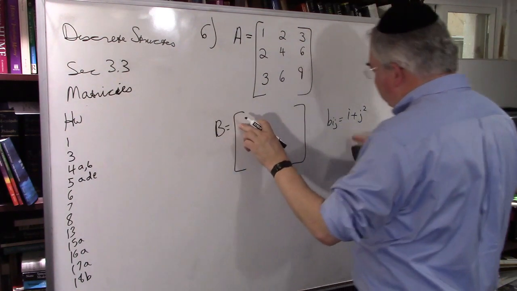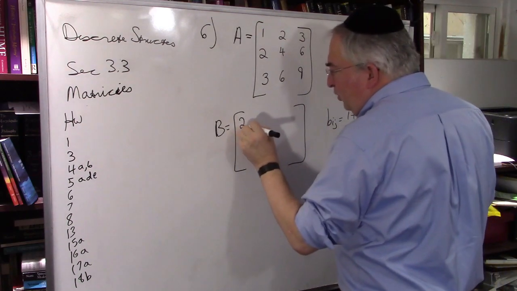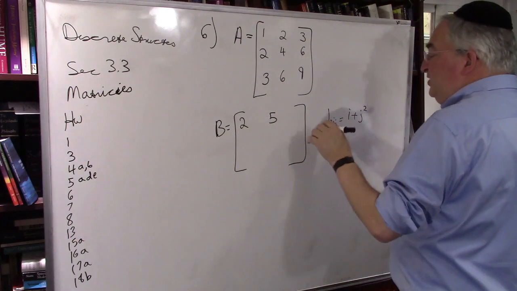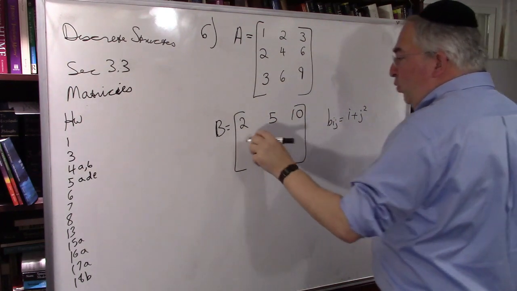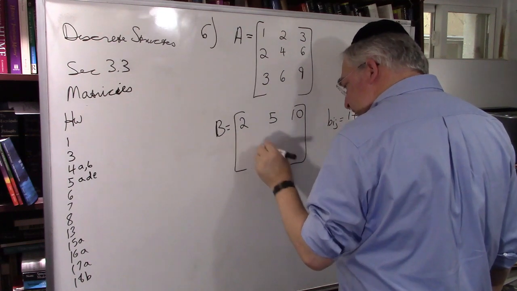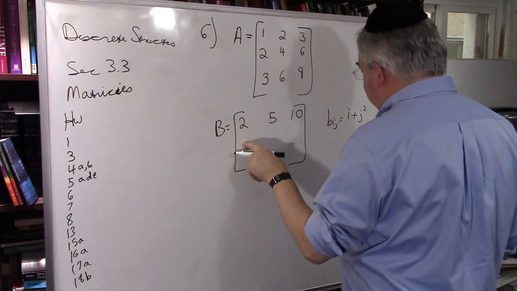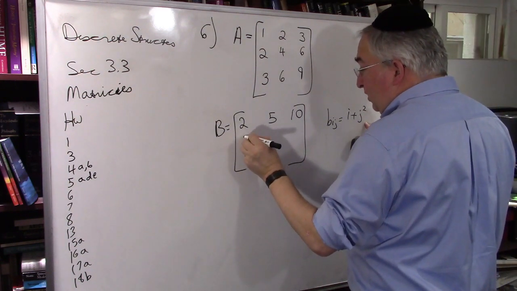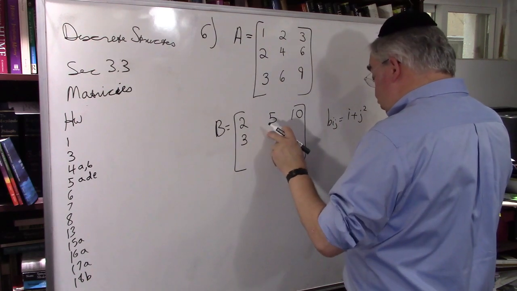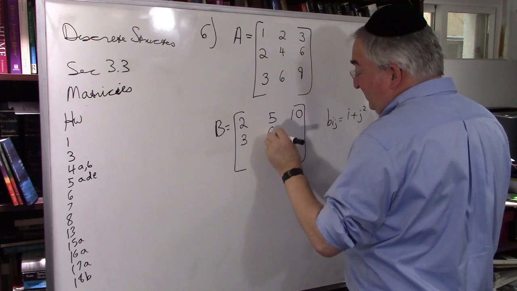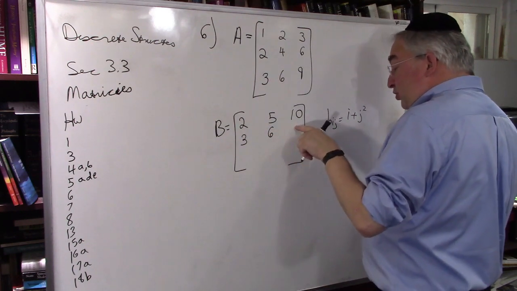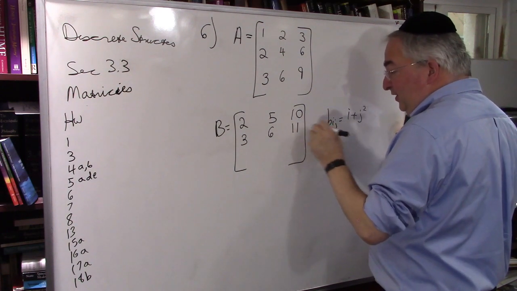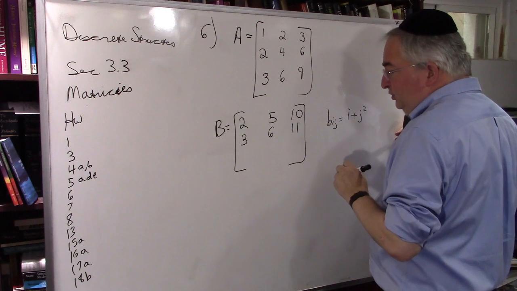This is the 1, 1 position. 1 plus 1 squared is 2. 1 plus 2 squared is 5. 1 plus 3 squared is 10. What's that? That's the 2, 1 position. So 2 plus 1 squared is 3. 2 plus 2 squared is 6. 2 plus 3 squared is 11. 3 squared is 9, plus 2 is 11.